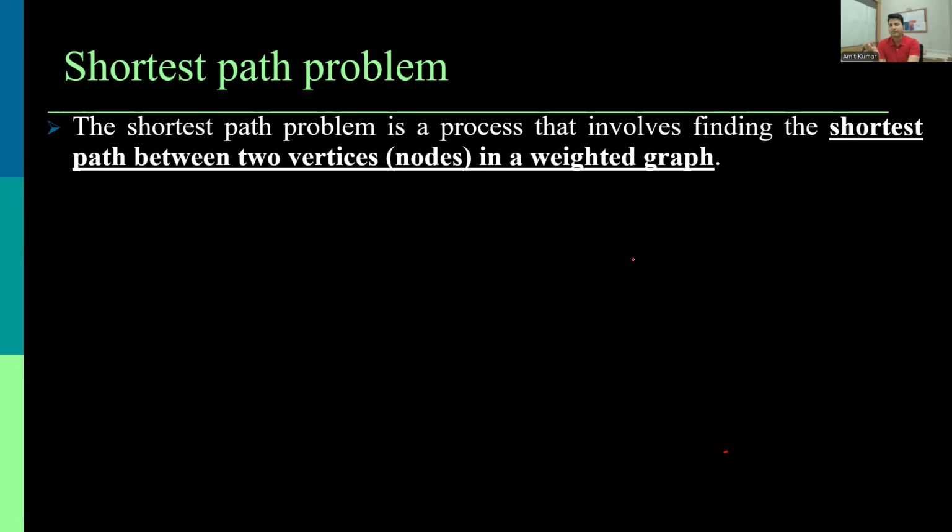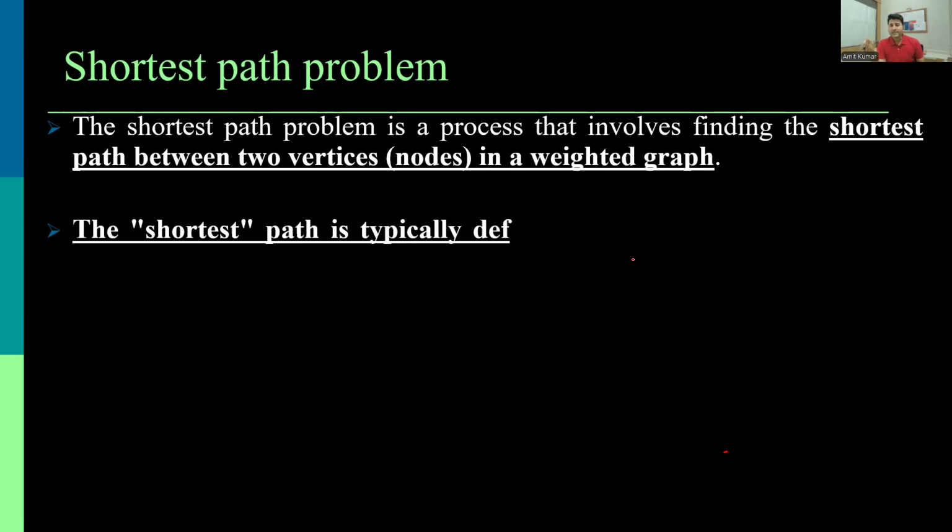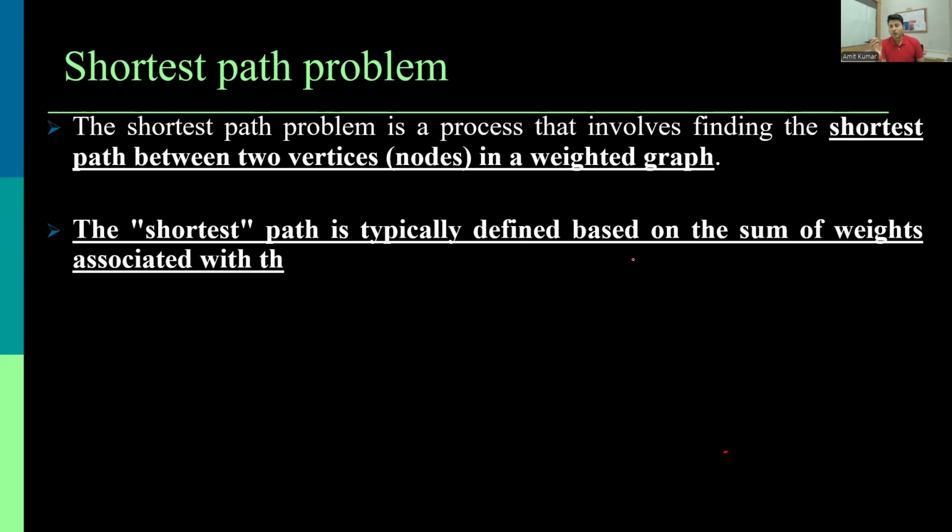If a graph is not weighted, then in that case, shortest path means the minimum number of edges they do have. Okay. Now, as already discussed, what exactly does shortest path mean? When I'm talking about shortest path, it is also associated with a term which is shortest distance.